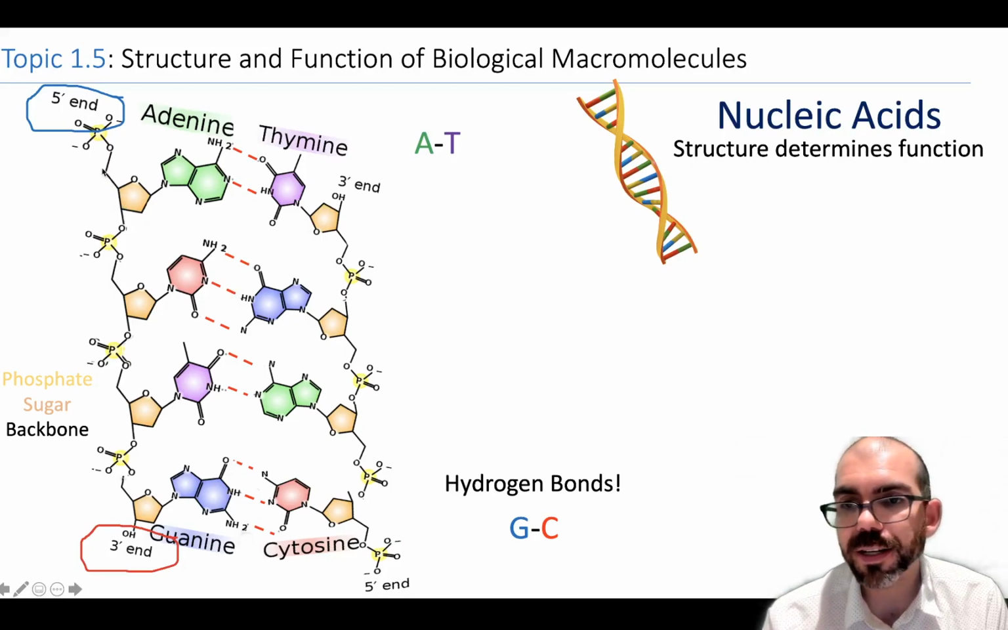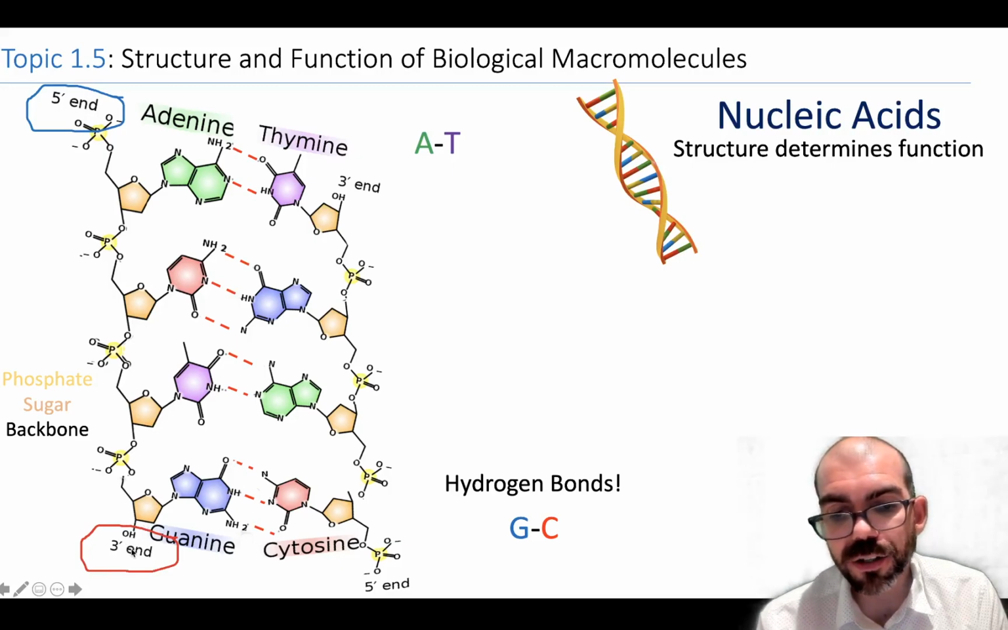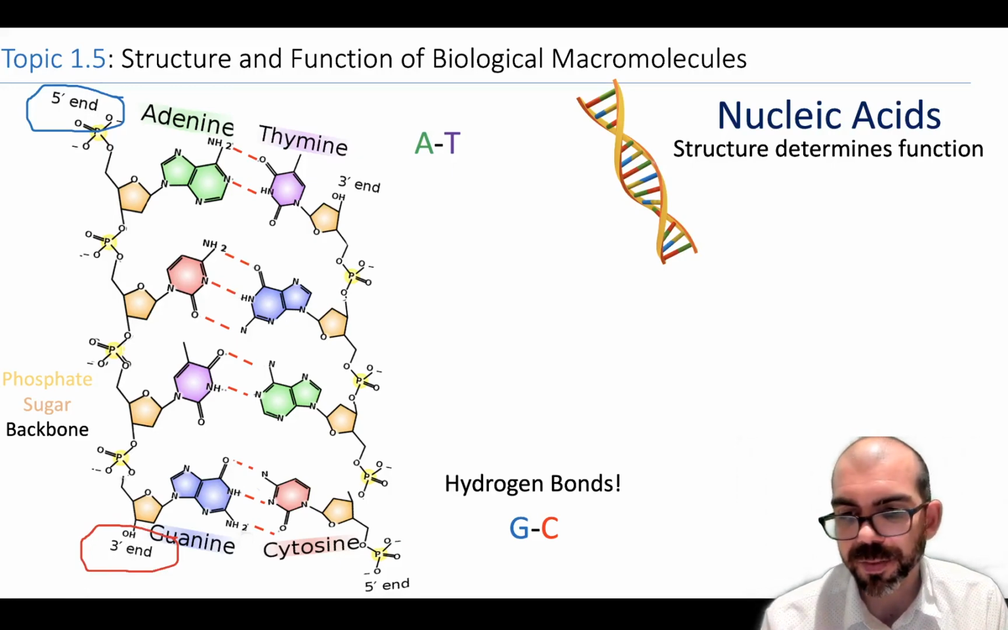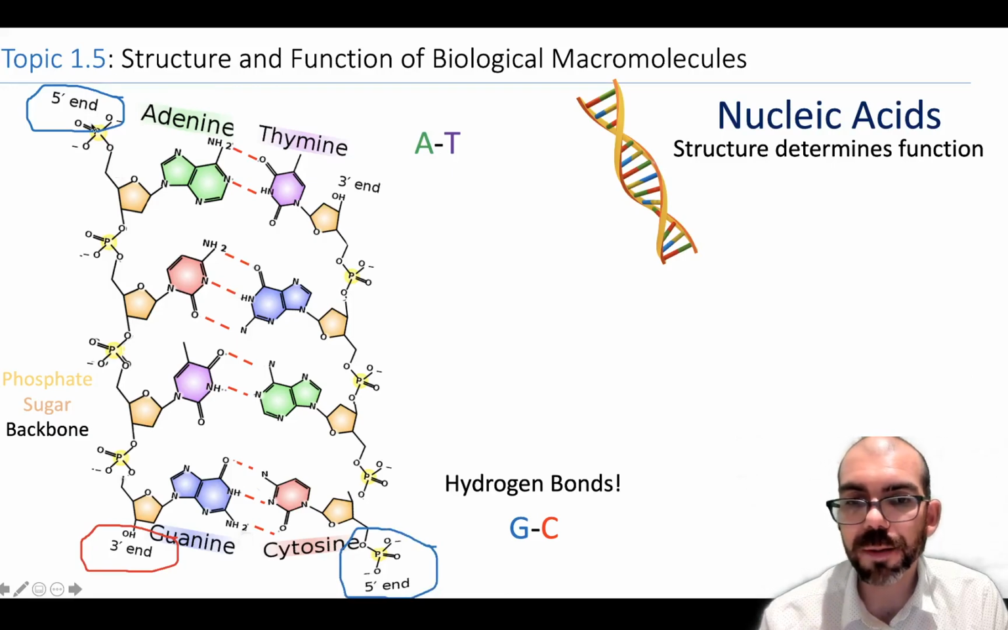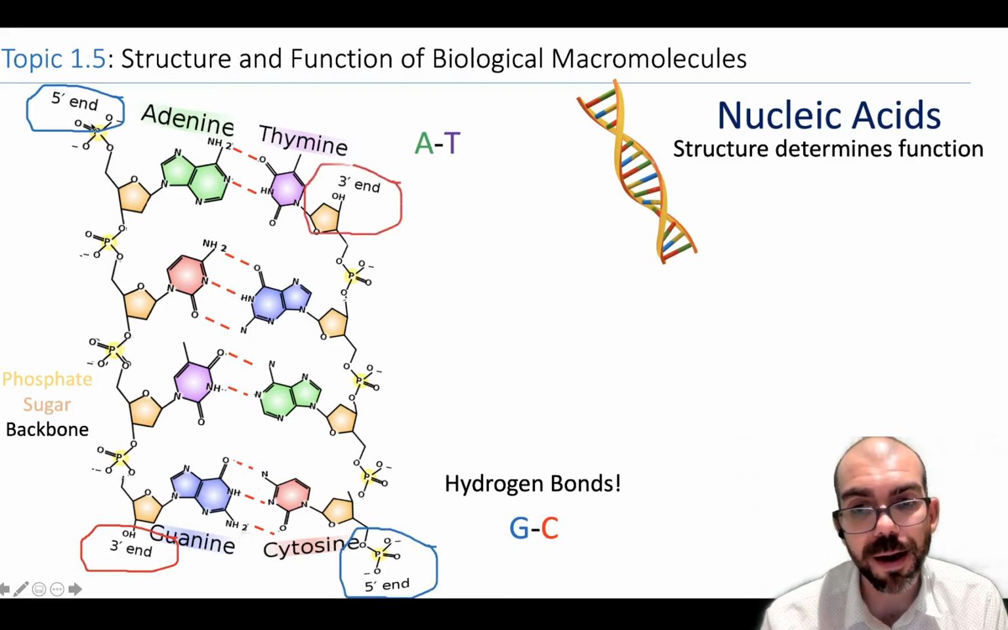Another way to remember this is if a phosphate's pointing up, that is the 5' end. If the sugar is pointing up, that is the 3' end. Notice that our second strand has the opposite. This 3' end here is attached to a 5' end. Same story up here. This 5' end is attached to a 3' end.